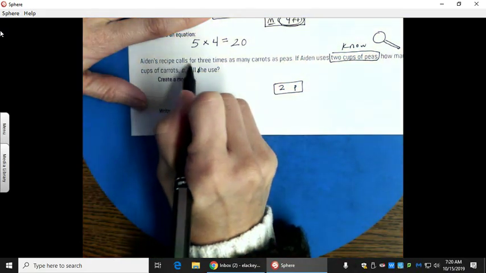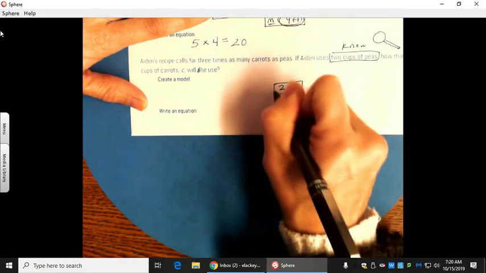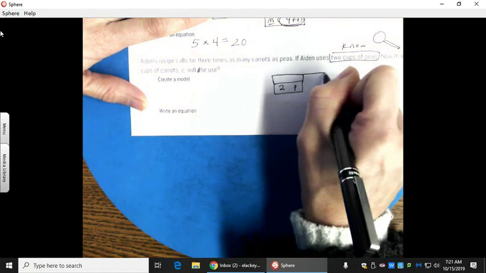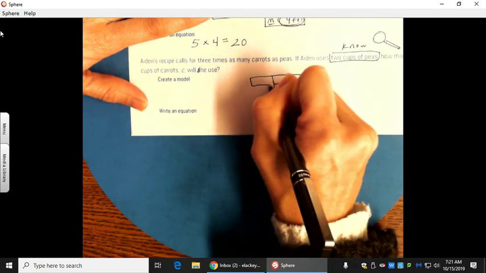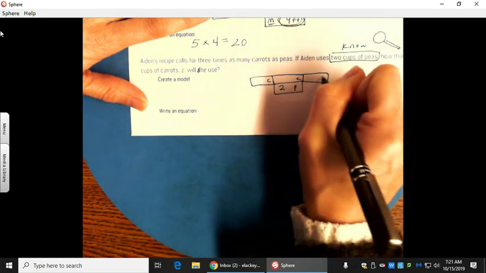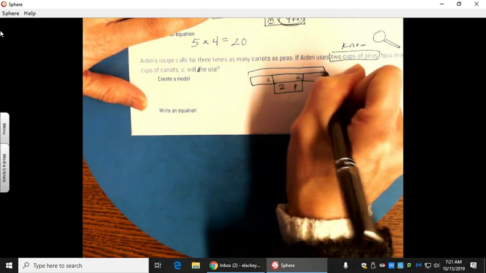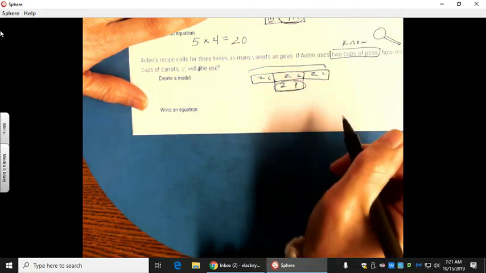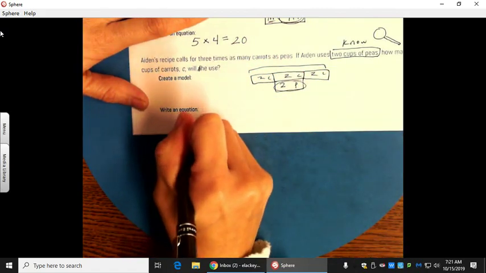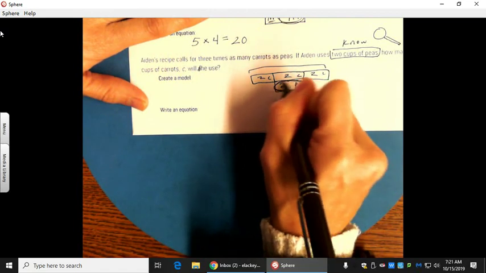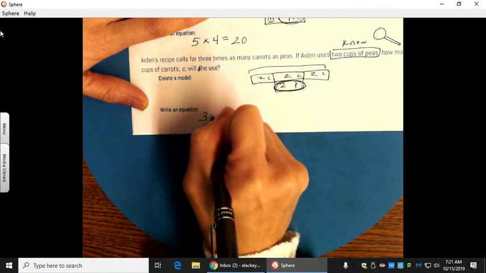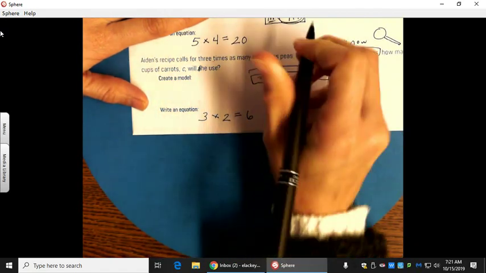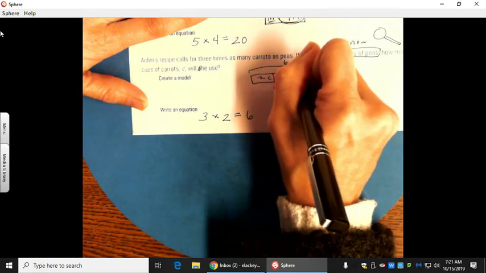Aiden's recipe calls for 3 times as many carrots. So once as many, twice as many, 3 times as many carrots. So this is all going to be carrots. Okay, this whole thing is going to be carrots. So if this was 2, then this is 2, 2, and 2. So my equation shows me that 3 of these equals carrots, which 3 times 2 is 6. So this would be 6 cups of carrots.